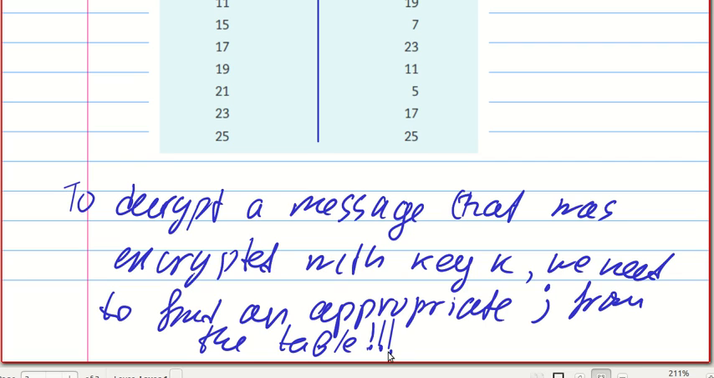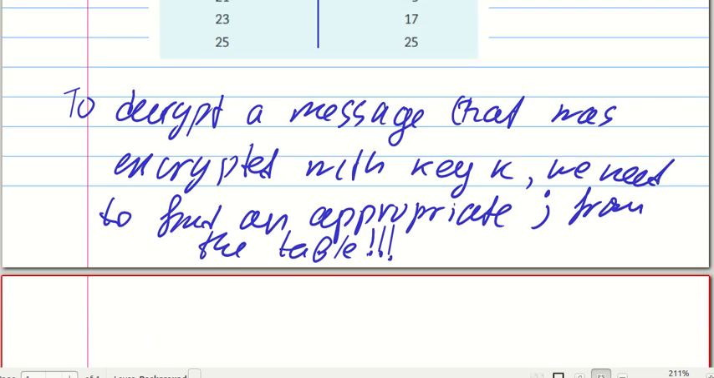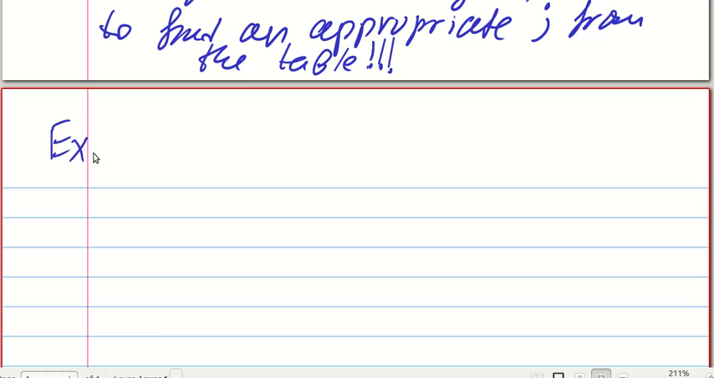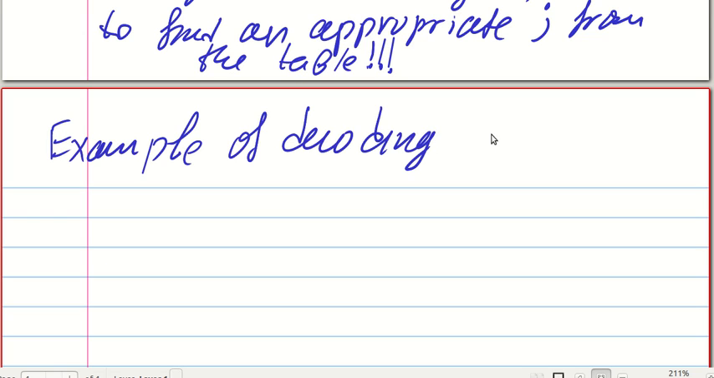So the last thing we're going to do for the decimation cipher is an example of decoding, because we have not done one. So, an example of decoding with the decimation cipher.